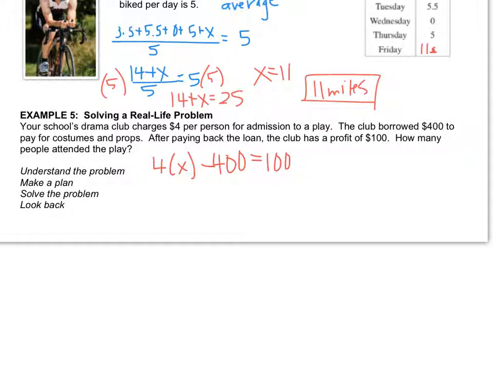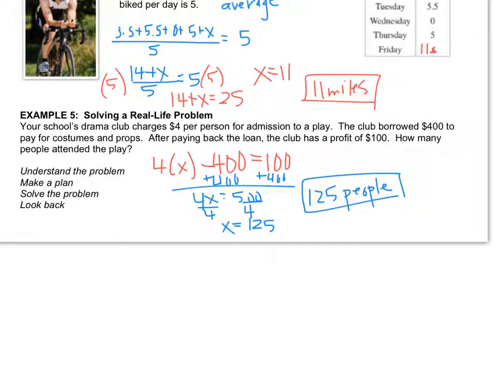Why don't you pause the video and solve that? So I got 125 people. Last step is just look back and make sure that makes sense. If it's $4 a person, 125 times 4 is 500. And then don't forget you had that loan, so $100 totally makes sense. And so if you have any other questions, write them down and ask me when you come to class.